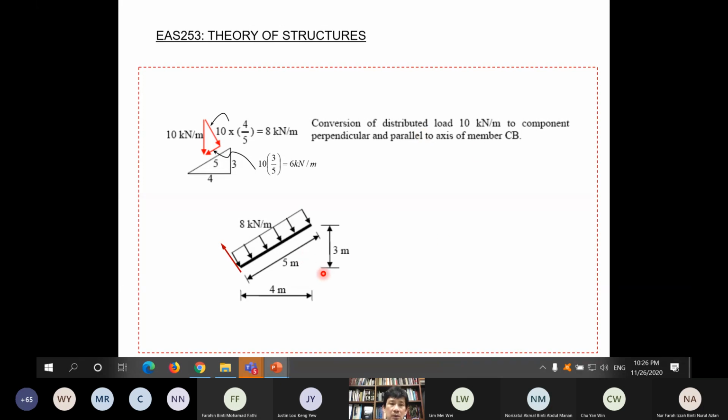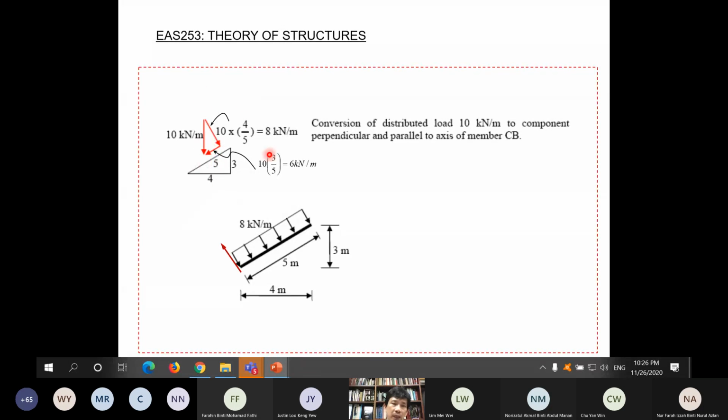So this member has horizontal dimension 4, vertical dimension 3. So the length of this member becomes 5. So this gives us information about the inclination of the member. 3, 4, 5 is the inclination of the member. Now we want to find the perpendicular component and the parallel component, the component parallel to the axis of the member.